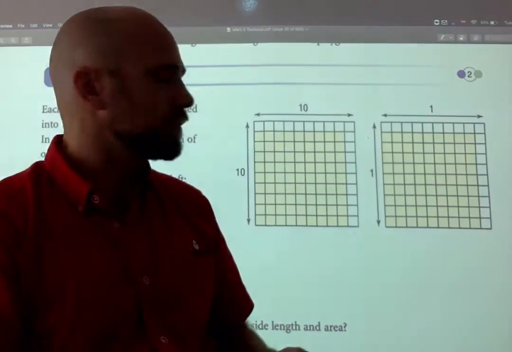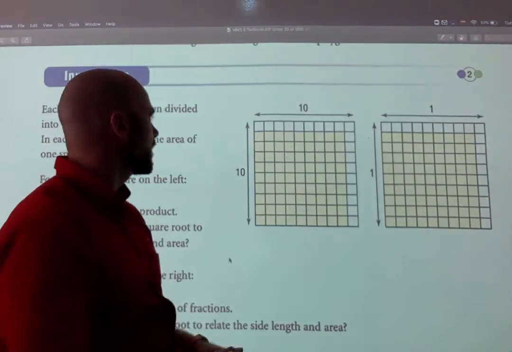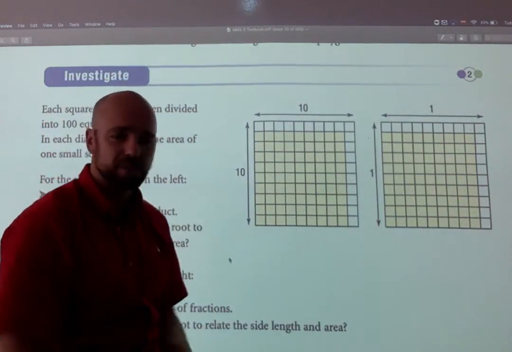Hey there, grade 9s. This is going to be lesson 1.1 where we're talking about square roots and perfect squares. So I've got some examples that I'm going to show you on the board just to try to refresh you from last year. So basically what we have here is a 10 by 10 grid.